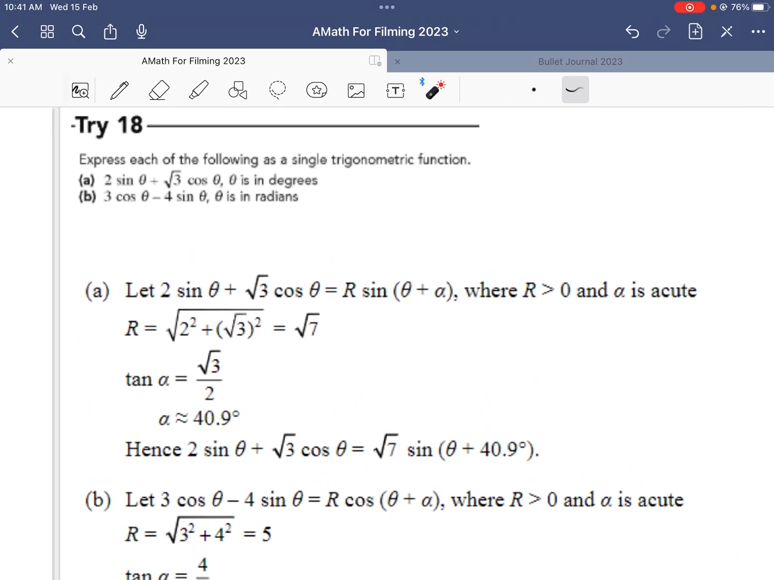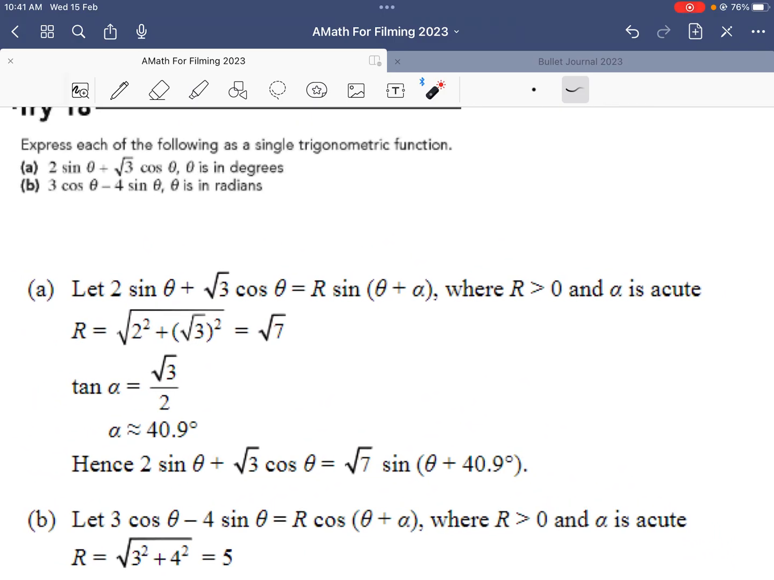Okay, for part A itself, what happens here is this. Same thing as we have done in the earlier example, we find the R value. So you take 2 squared plus square root 3 squared, you get root of 7. To find my alpha value, you take square root 3 over 2. What you obtain is 40.9 degrees. Then you just put it into the expression we have formed here. So it's R sine theta plus 40.9 degrees.